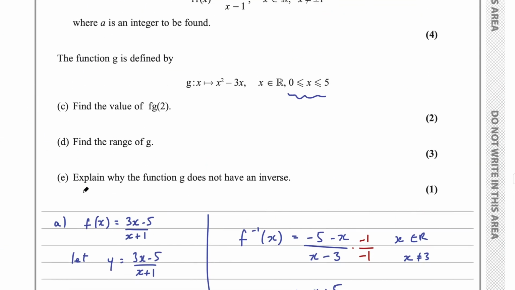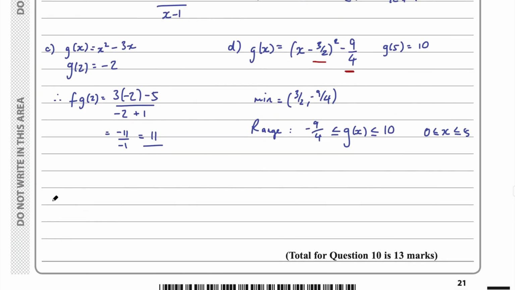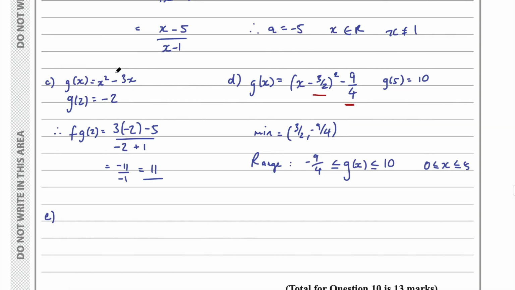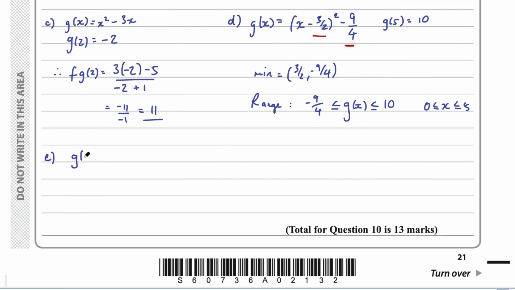And then part E says explain why the function g does not have an inverse. Okay, well, technically you could find an inverse for this, but you'd have to break it up by restricting the domain. The reason you can't find an inverse is because it's not a one-to-one function. So essentially you couldn't reverse this and say, well, what x value would I get if I put a y value in? Because you'd get two answers. So we can just say g of x is not one-to-one, so it has no inverse.